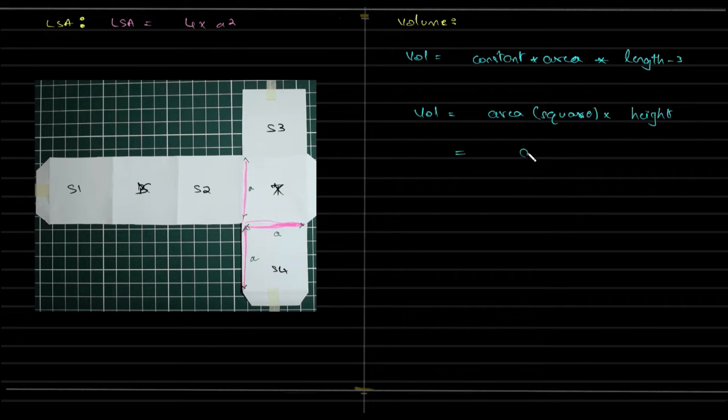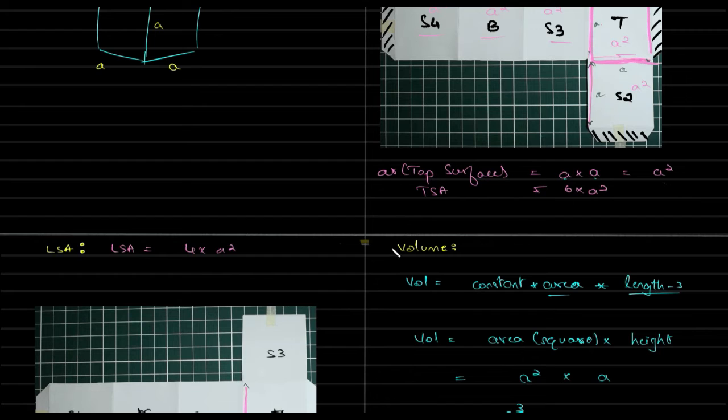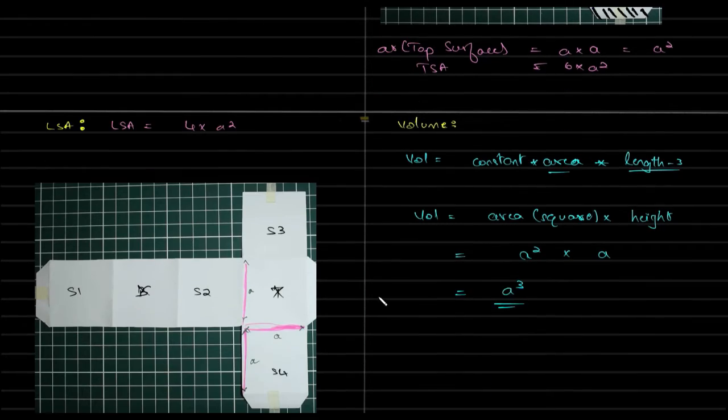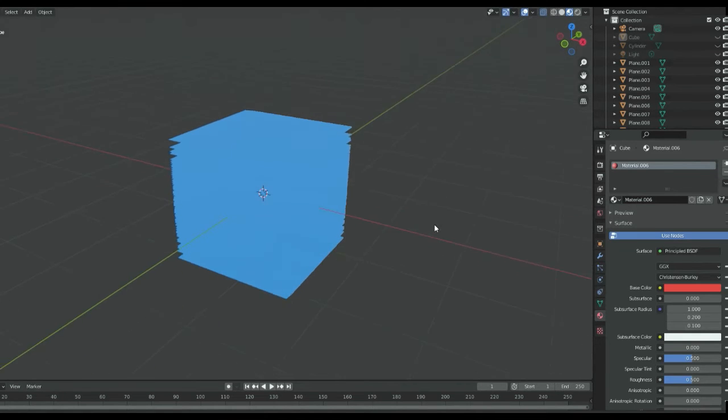So area of a square is a square and the height is a. So what will you get? A cube. Is it not? See, area into the third length will give you the volume. Got it? While length into length will give you area. I hope you guys understood, because with the same logic, when you learn other formulas, it will make sense.